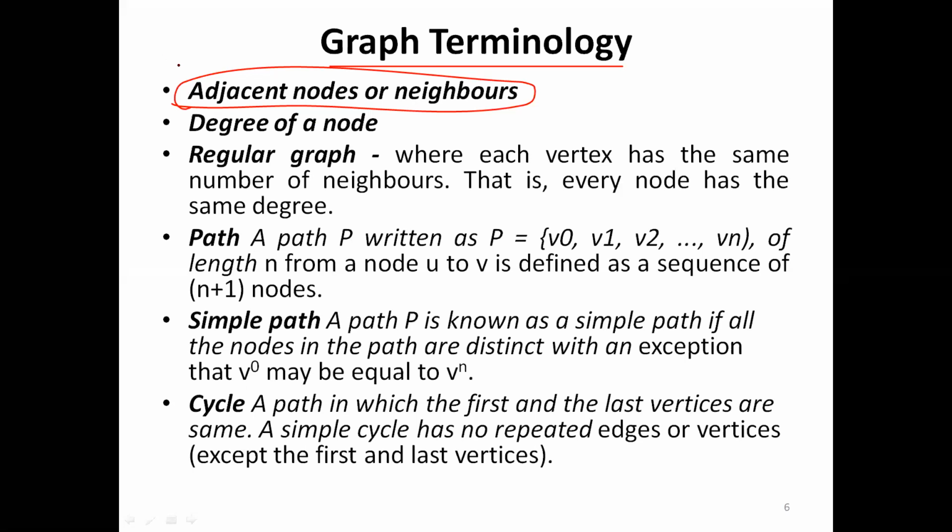There you will use the adjacency properties: who are the adjacent nodes to a particular node, or neighbors, and the degree of a node. Degree is nothing but the edges emerging out of the node, or edges coming towards the node. We call it the degree. That will be shown in the next slide. Degree is when an edge is emerging out of a particular node, or an edge is coming towards the node.